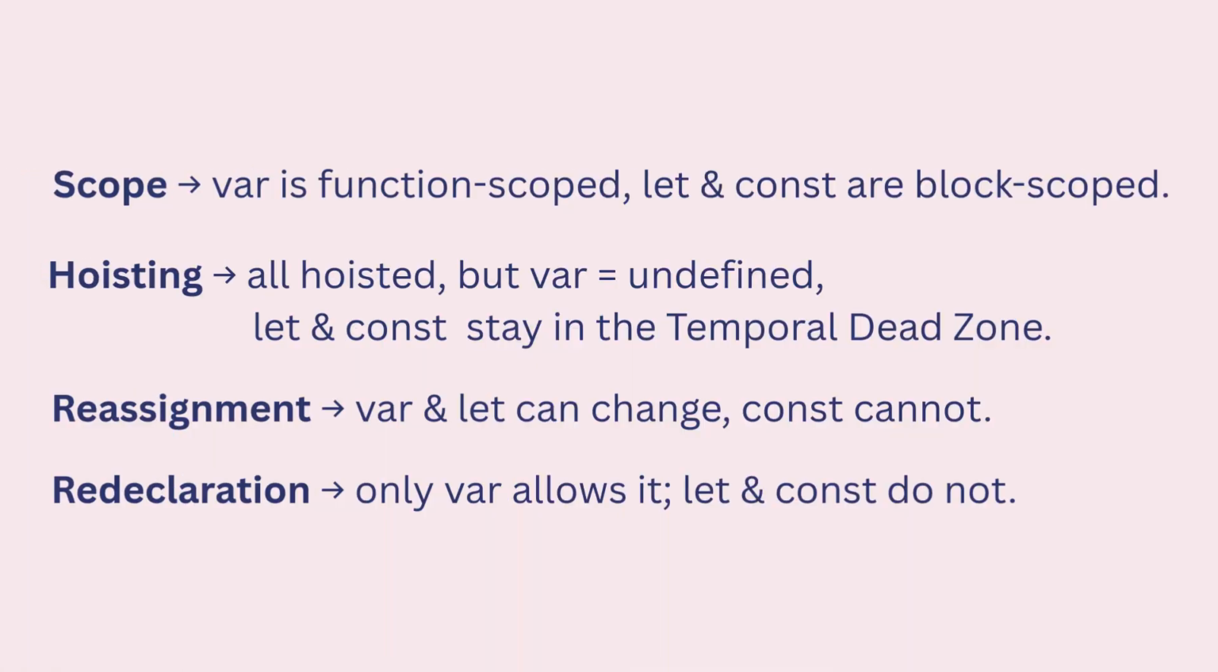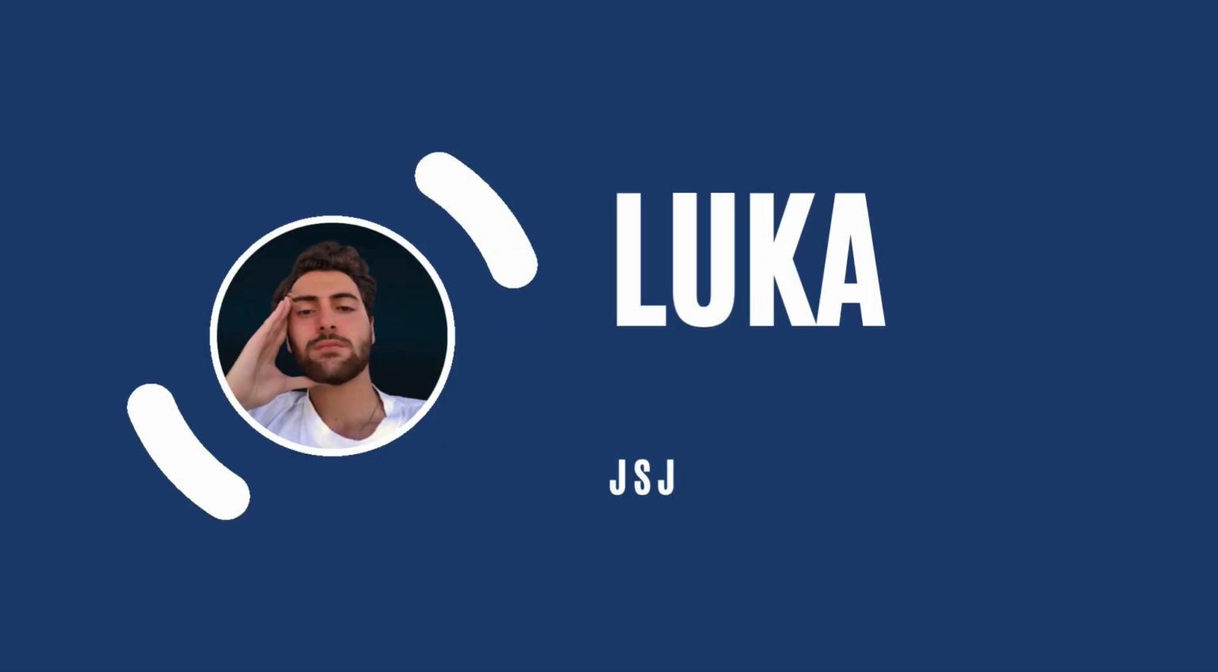Here's a quick recap. Var is function scoped, while let and const are block scoped. All three are hoisted, but var is set to undefined, while let and const stay in the temporal dead zone until declared. Var and let can be reassigned, but const cannot. Var can be redeclared in the same scope, while let and const cannot.